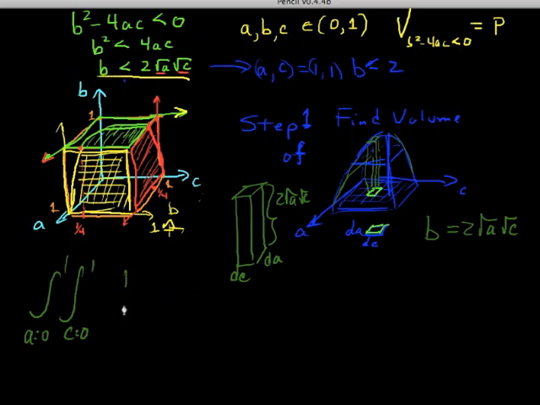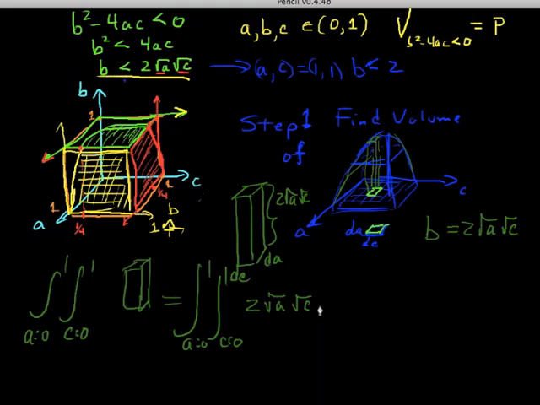Let's make sure we have this right. We're summing up all of these columns. Let me rewrite the volume of that column. A goes from 0 to 1, C goes from 0 to 1. What's the volume of that column? It's height times width times length, these three dimensions multiplied together. It's 2 root A root C times dA dC.